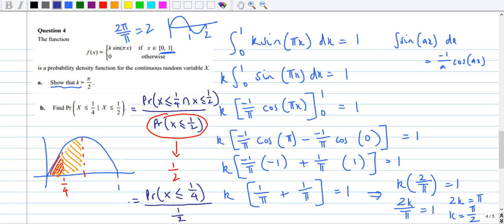So we now need to put some time into finding out the value of this. What is the probability of x being less than or equal to a quarter? Which will be the integral of the function between a quarter and 0. So let's do that on another page.